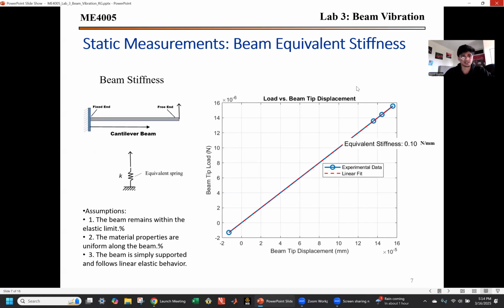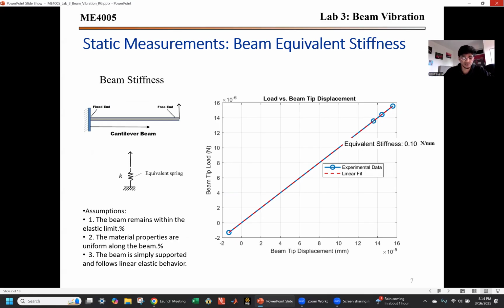As you can see here in the static measurements for beam equivalent stiffness, the data was very linear and almost exactly perfect. The assumptions for this experiment were that the beam remains within its elastic limit, the material properties are uniform along the beam, and the beam is simply supported and follows linear elastic behavior.